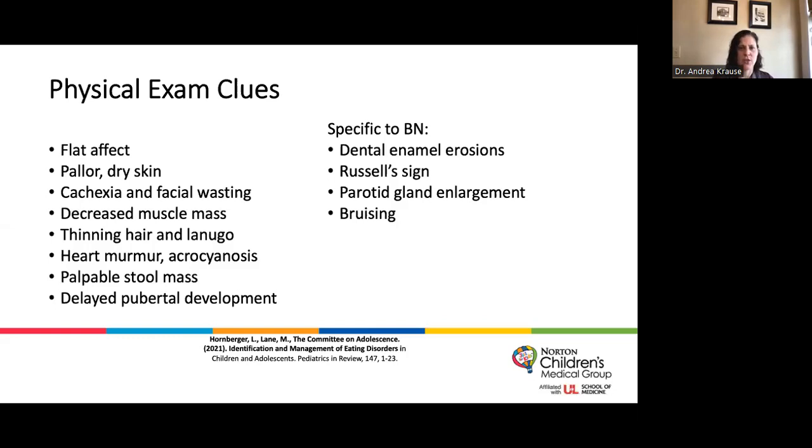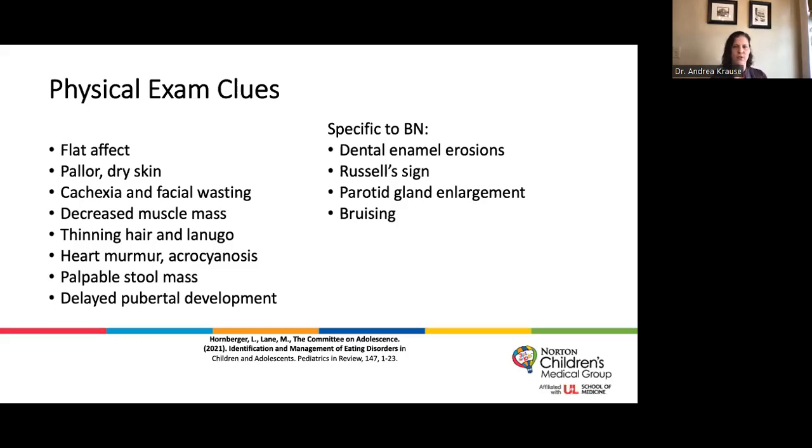Acrocyanosis can occur just due to overall decreased circulation in that starvation state. Palpable stool mass, because all of these patients generally, if they're having food restrictions and energy intake is too low, their GI motility is terrible and they will have constipation. And then delayed pubertal development, so not quite getting their periods on time if female, because those sex hormones need energy to develop. And then specific to bulimia on the right-hand side is dental enamel erosions, this Russell sign, which I'll show a picture of, parotid gland enlargement and bruising.